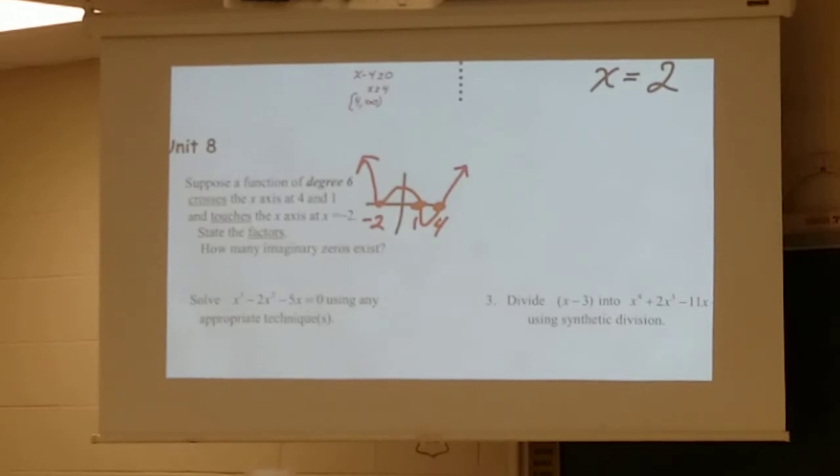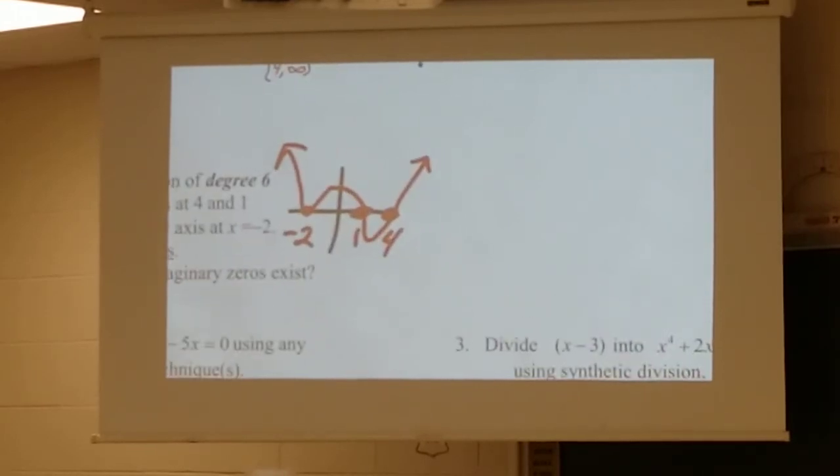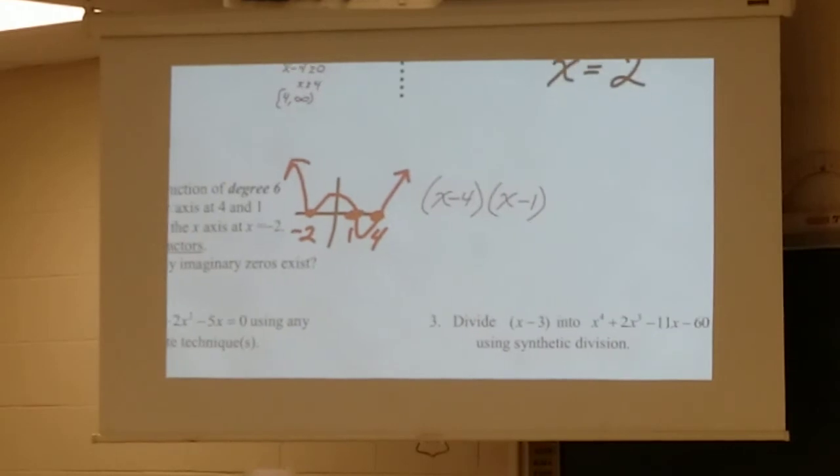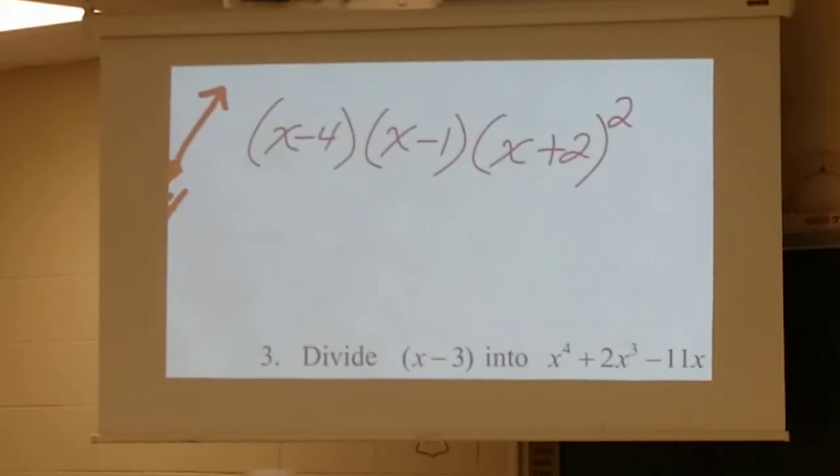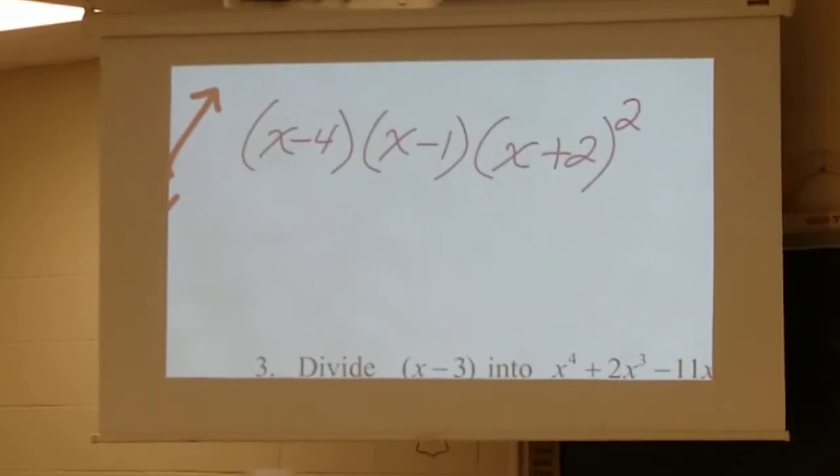But if 4 is an x-intercept, then x minus 4 is a factor. Likewise with x minus 1. But remember, if you touch the x-axis, it has to count twice. So that means I get x plus 2 squared. I get x plus 2 twice. Now, notice I don't need to multiply that out. It didn't say I needed to, so I'm just going to stop there.